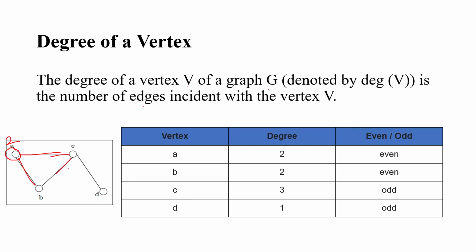This one is 3 degrees outside. Outside is going 3 degrees. Okay, B, how much is the path? So this is 2 degrees. Y D means only one thing. So A is 2, B is 2, C is 3, D is 1.